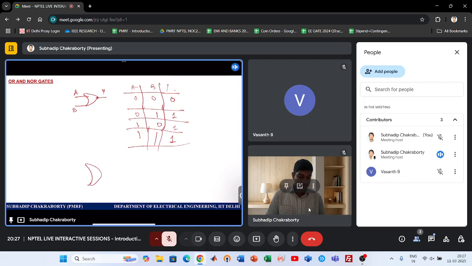But the NOR gate is just the opposite, and you denote it by the NOR gate symbol, A, B, like this. So you get Y, and you denote Y as A plus B.